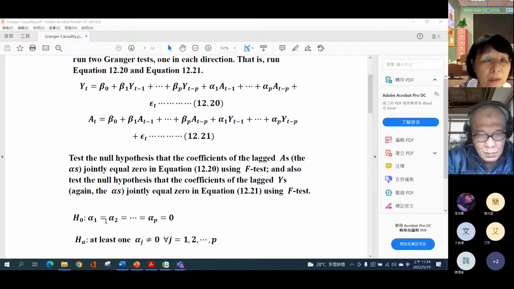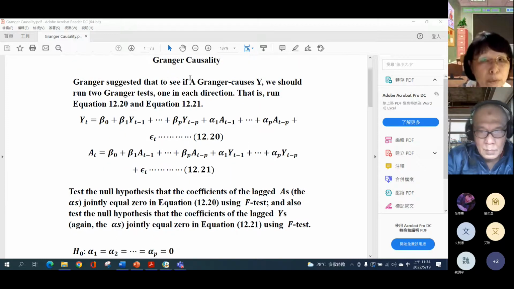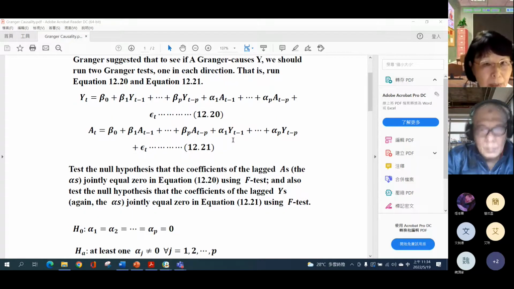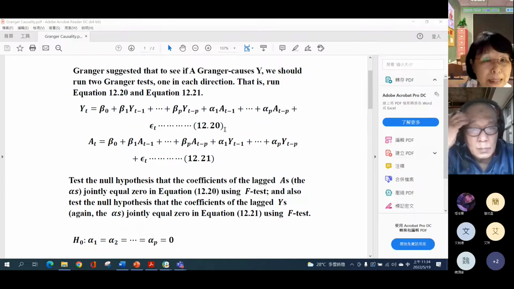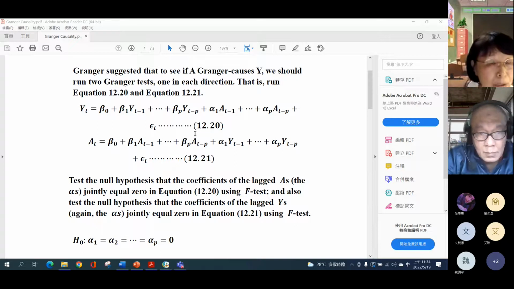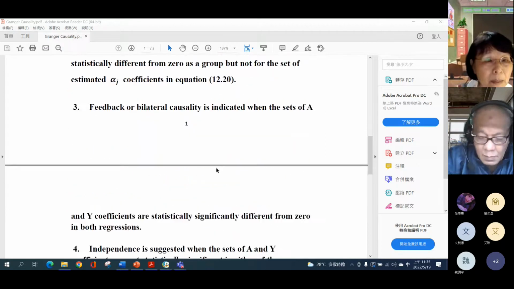Okay? And how many lags, meaning what's the maximum of p here? We have to decide it before we do the Granger causality test. I mean that before we do the Granger causality test, we need to set up the equations like 12.20 and 12.21. And these two both involve the maximum lag of p here. Okay, all right.